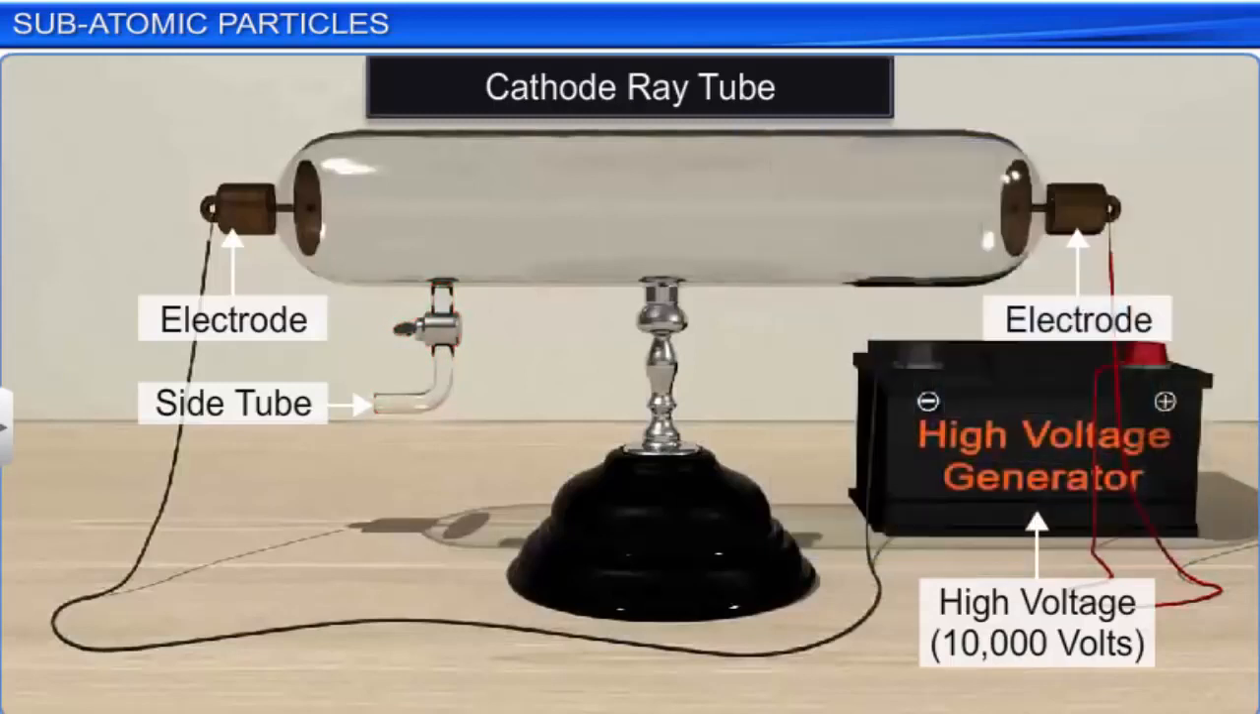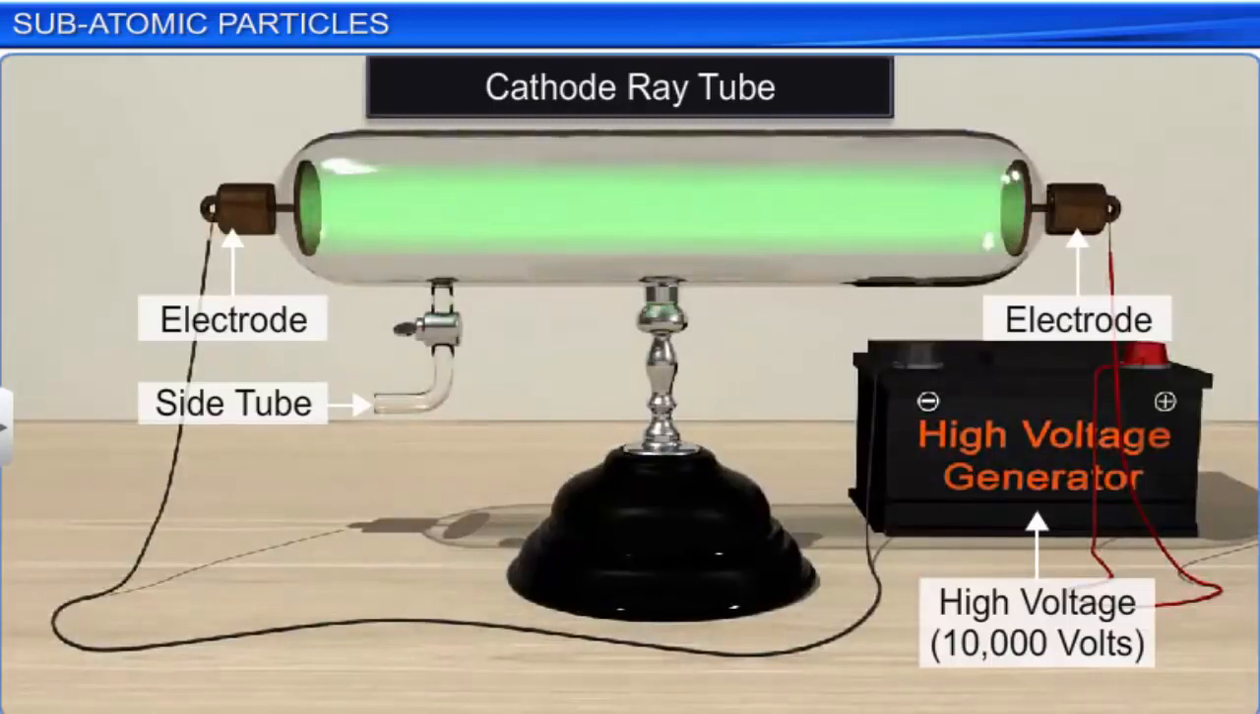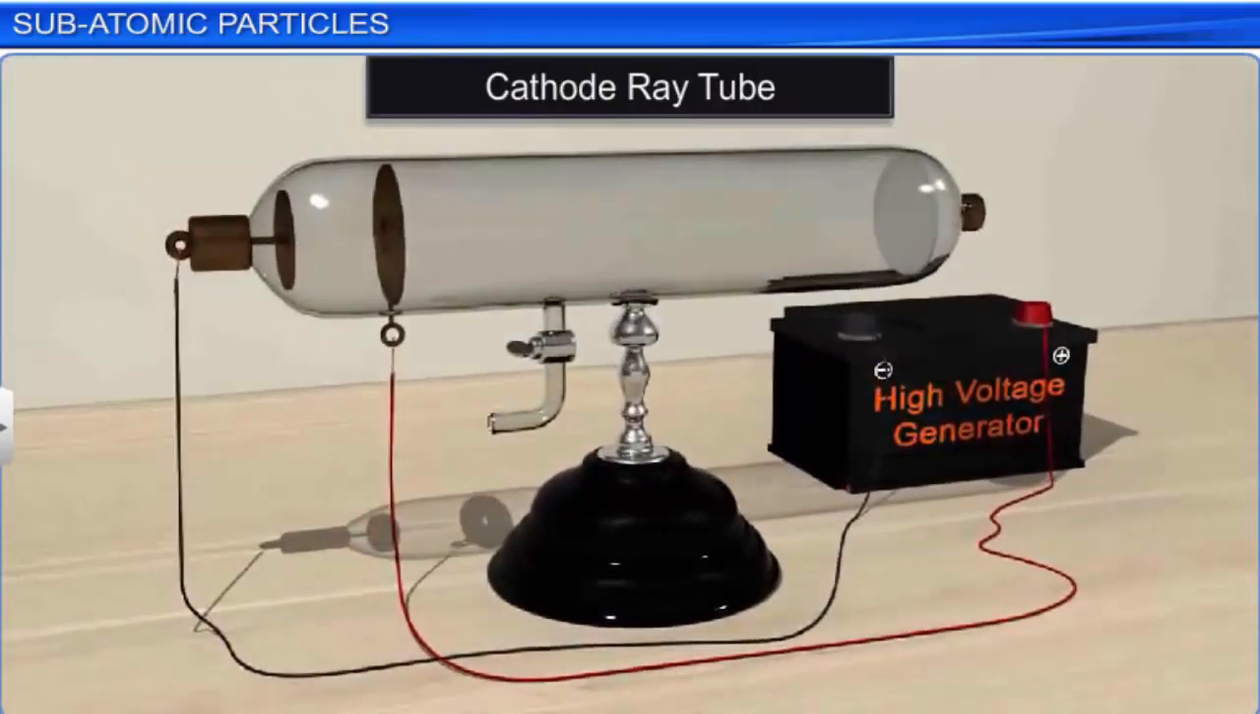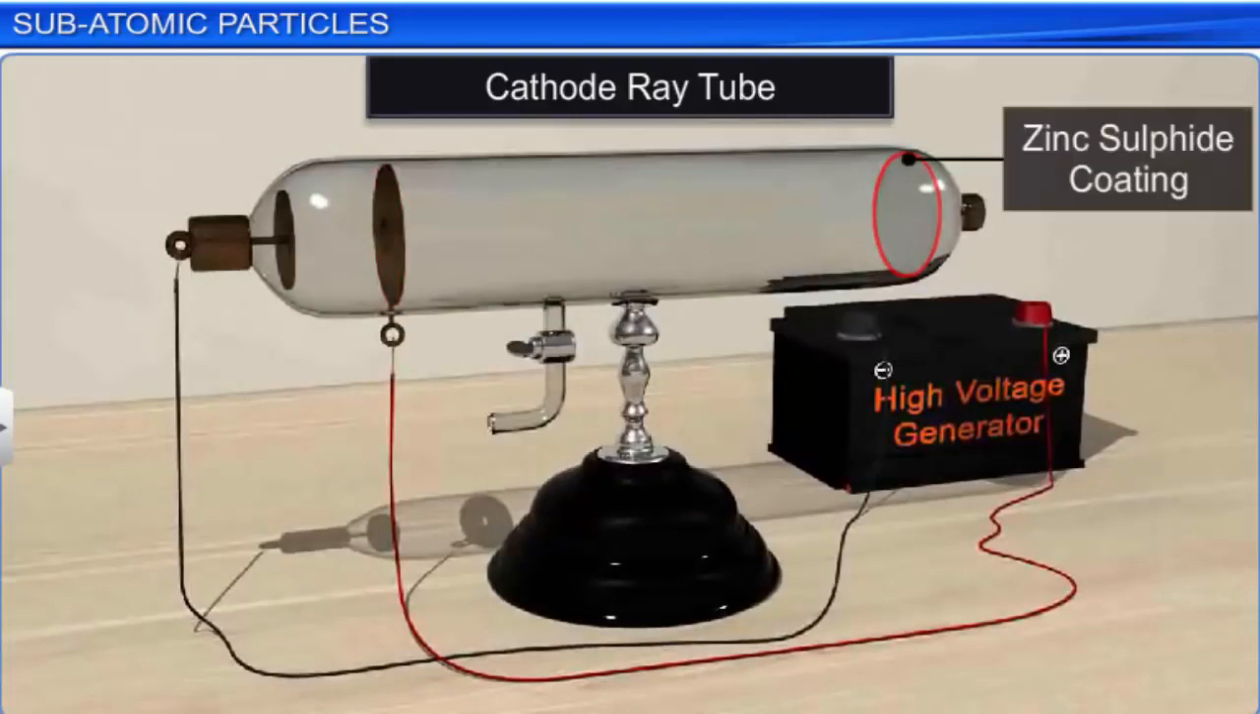Crookes observed that at a low pressure of 0.01 atmospheres, when high voltage of 10,000 volts is applied across the electrodes of the discharge tube, current starts flowing inside the tube. To further study the behavior of this current, he punctured the anode inside the cathode ray tube and coated the glass tube behind the anode with a fluorescent material, such as zinc sulfide, and then repeated the experiment.